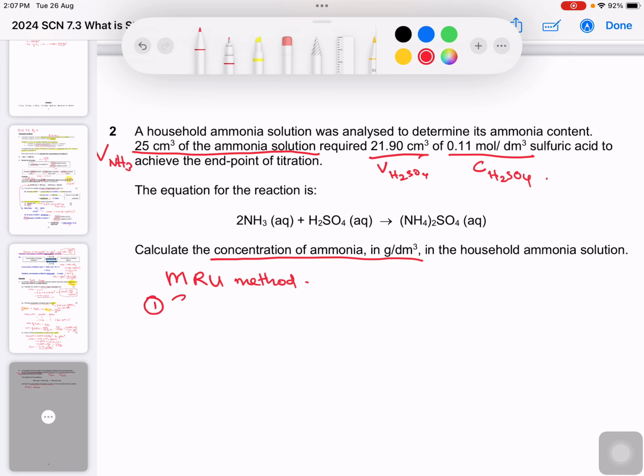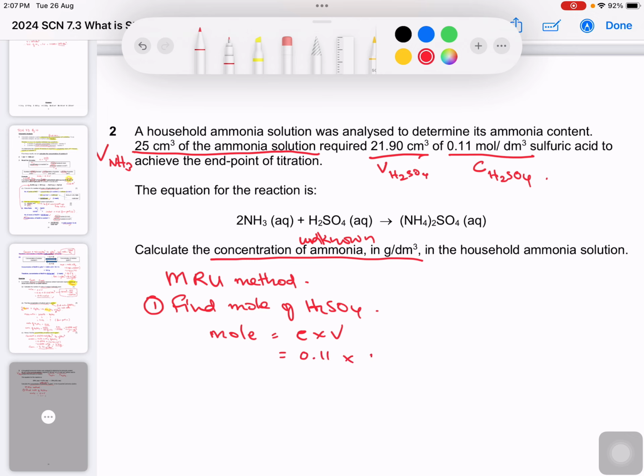So first step, find mole of, not ammonia yet. Ammonia is our unknown. So unknown, you leave it to the last step. So find the one that we have the volume and the concentration. So mole of H2SO4. So it will be mole equals to C times V.